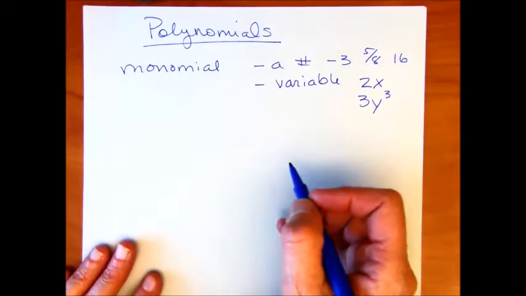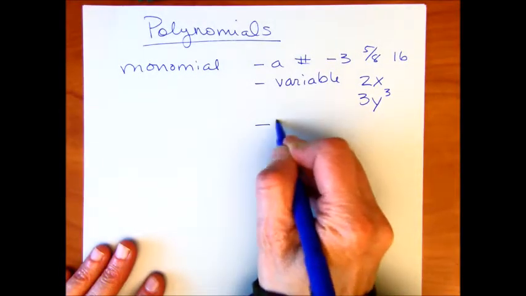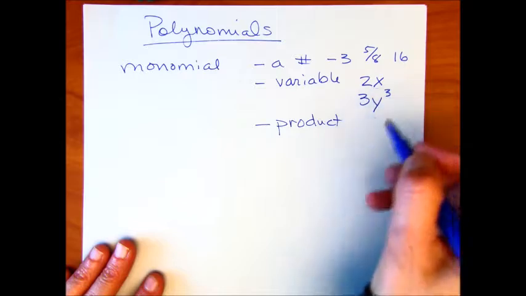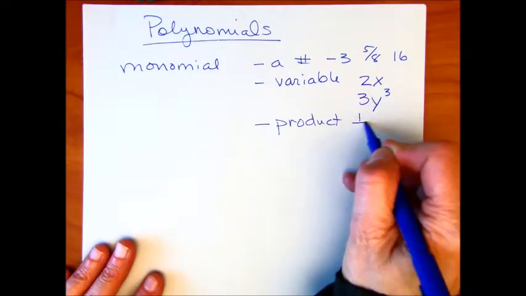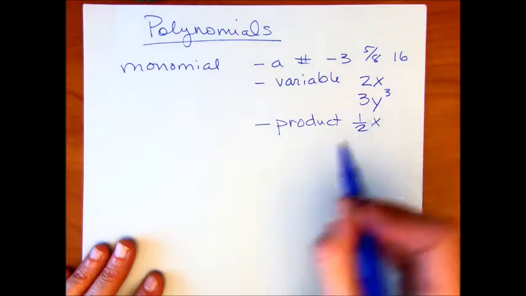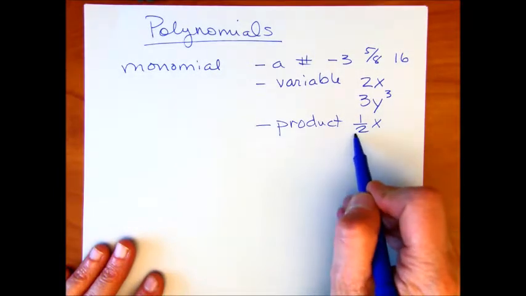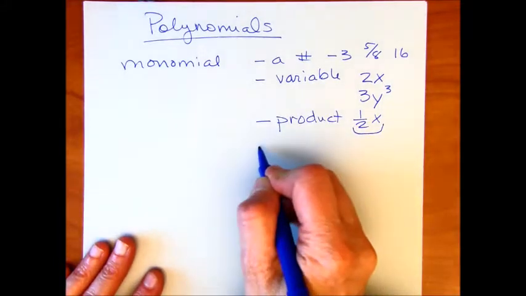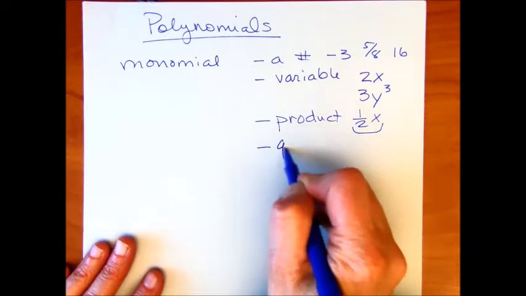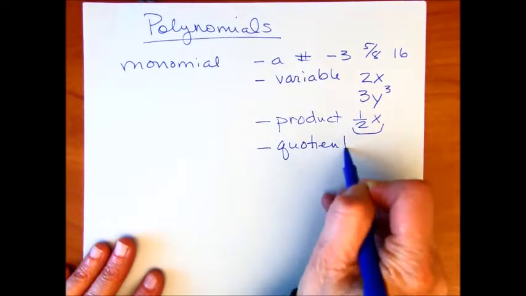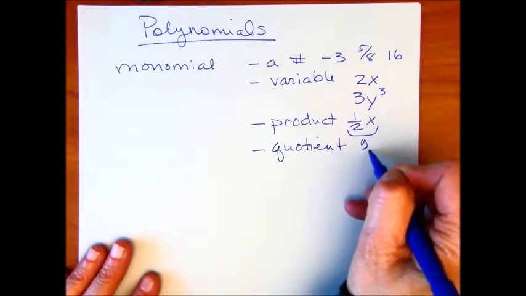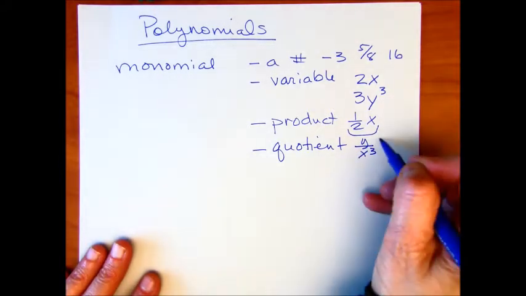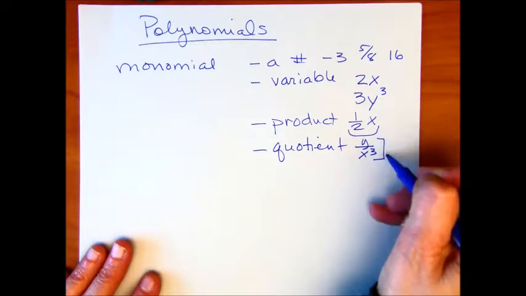Now a monomial might also be a product of terms, and so we might have, like in this case 2x, maybe 1/2 x, something like that. Product is the answer to a multiplication problem, so we're representing the product here, 1/2 times an unknown number. It could also include a quotient, which is a division problem. An example might be y divided by x cubed. It looks like a fraction, but this is also a division problem.